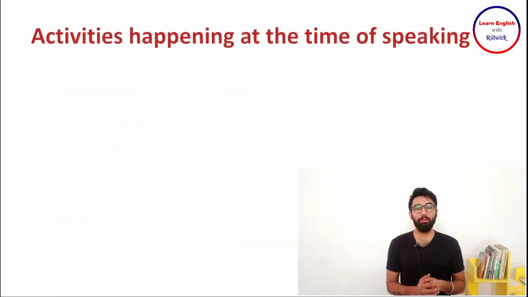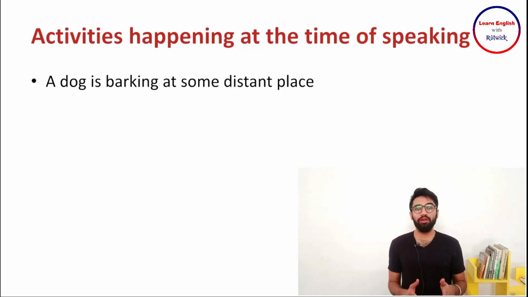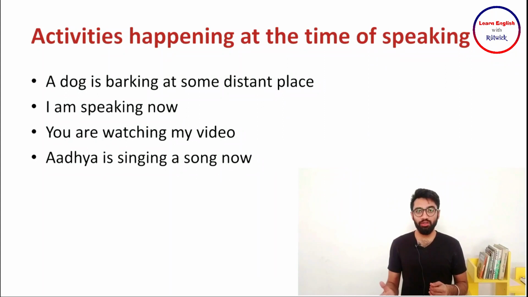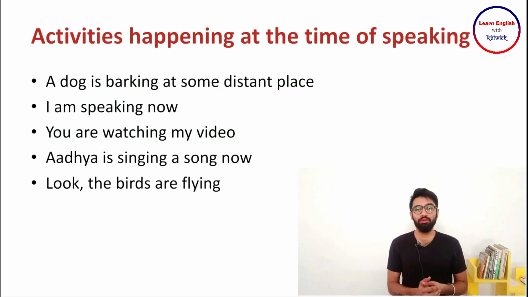Now the first is the most commonly used category wherein we use present continuous tense, and that is what we have learnt during school days. For example, all these activities which are happening at the time of speaking. To mention those activities, we use present continuous tense. For example, a dog is barking at some distant place. So the activity of barking of a dog is happening at the time of speaking. A simple example: I am speaking now. You are watching my video. Adya is singing a song now. Look, the birds are flying. So often we use this tense with words like look, watch, listen, etc.